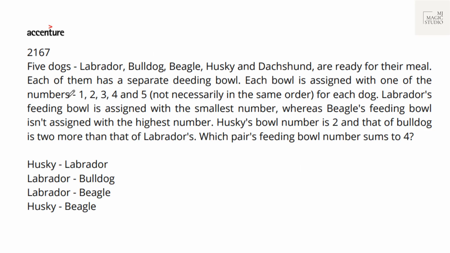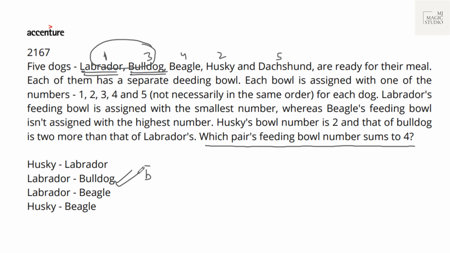Okay, I said that there is one more question attached to this, and we know Labrador was with feeding bowl 1, Bulldog 3, Beagle 4, Husky 2, and Dash 5. Now, what is the question? Which pair of feeding bowl numbers sum to 4? That is only possible with 1 plus 3. So it has to be Labrador and Bulldog. Yes, that we have in option B.